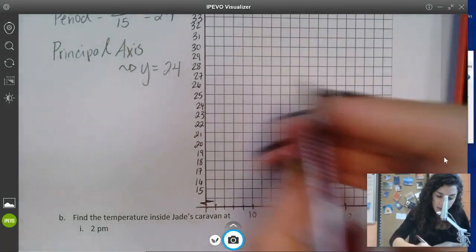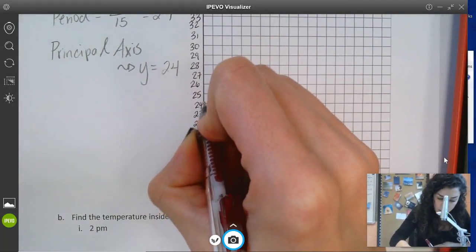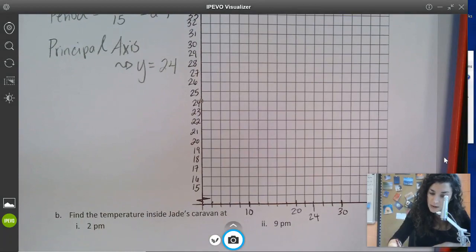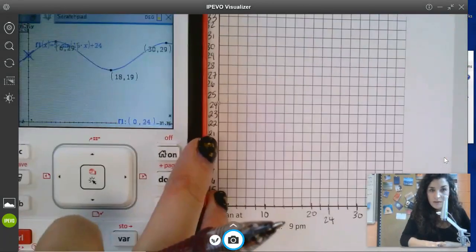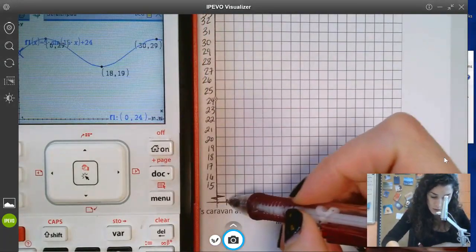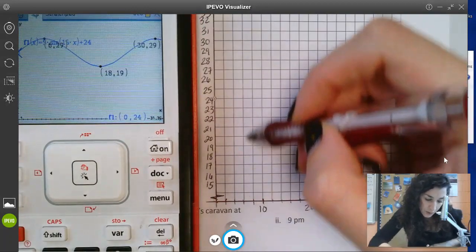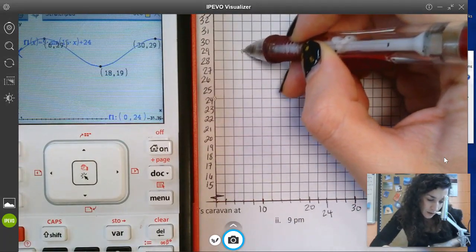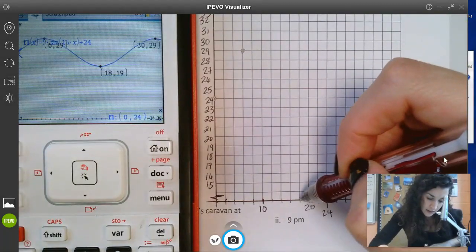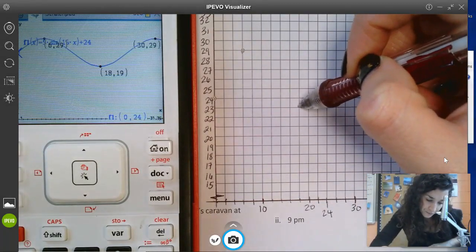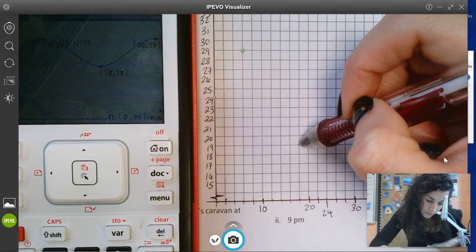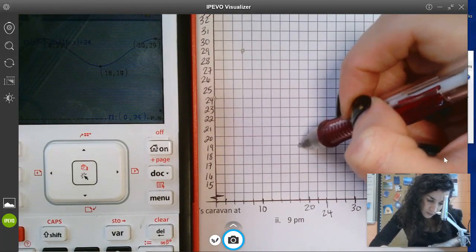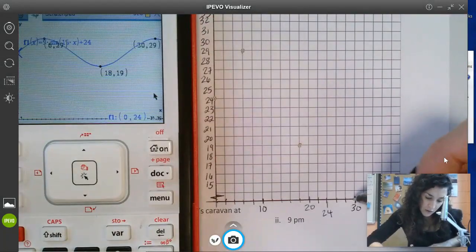So my y-intercept was 24. My first maximum was at 6, 29. Minimum is at 18, 19. And the next maximum is at 30.